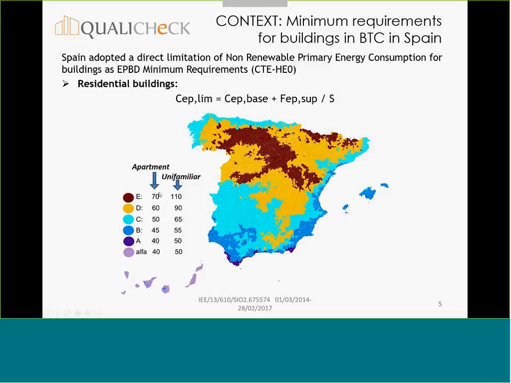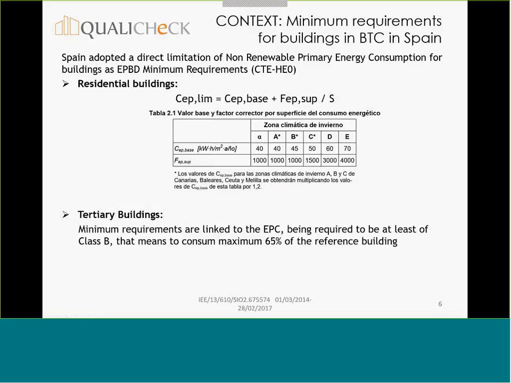Then the building must consume less than this amount of non-renewable primary energy. Then, in the case of tertiary buildings, the limit is linked to the energy performance certificate. Then the buildings are required to be at least of class B. That means that the consumption must be maximum 65% of the reference building. Details of the reference building are not able to be included here.